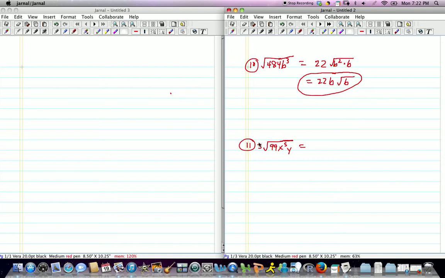So similar process as before, we just have to treat the variables as if they were numbers and be able to break up the exponents into an even exponent times the odd exponent.